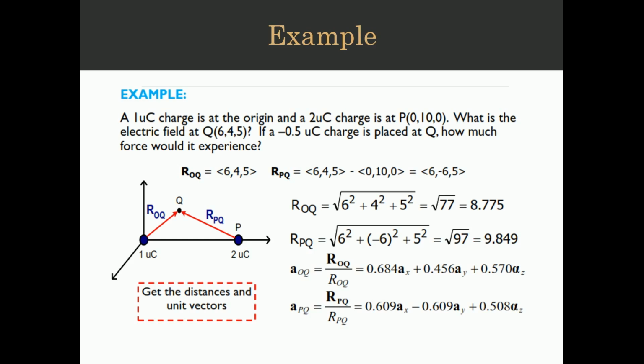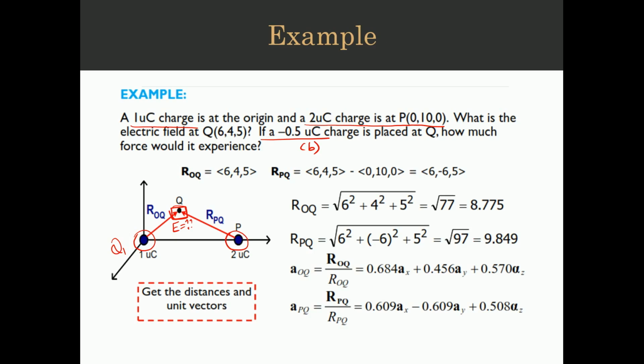So in this example, we are given a charge of 1 microcoulomb at the origin. This is the first charge, Q1, and then we have another charge of 2 microcoulomb at this point. This is point P with the value of 2 microcoulomb, and we have been asked to find the electric field at point Q over here. And the second part of the question asks us to find the total force when a charge of minus 0.5 microcoulomb is placed at point Q. So how to go about this?